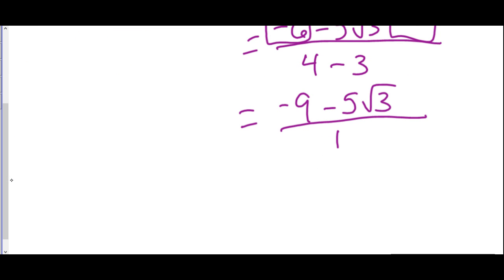Now that is not technically the final answer, because 1 will divide into both of these numbers. So if the number on the bottom can divide into both numbers on top, then we would just do that division. Negative 9 divided by 1 is negative 9. Negative 5 divided by 1 is negative 5. And we leave the square root 3 attached to the negative 5.